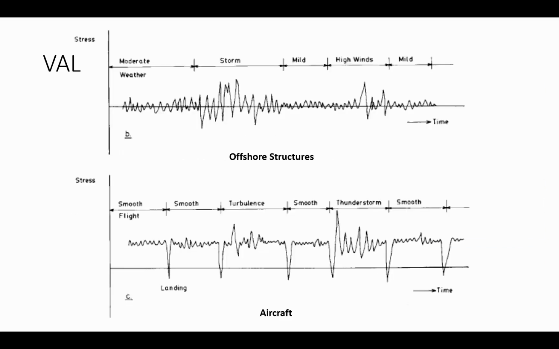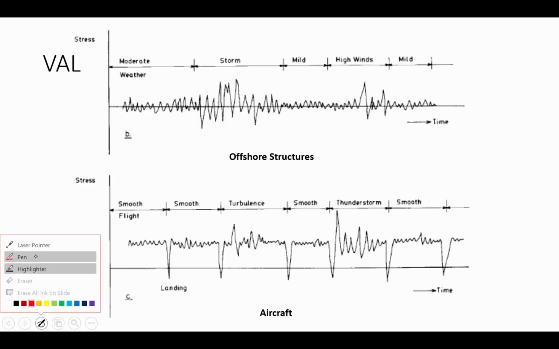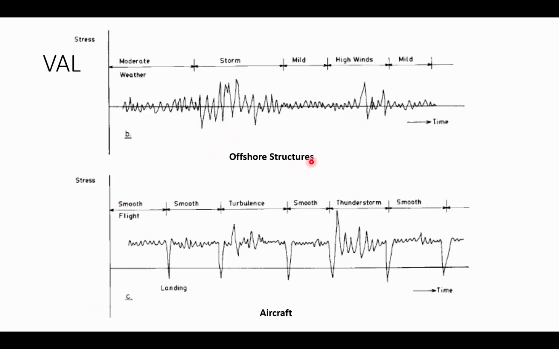Some examples of variable amplitude loads are given here on the screen. At the top, we have an offshore structure. So you could think of an oil rig out in the ocean, and let's say that we have some strain transducers on the legs of this oil rig. We'll see that as the weather changes, going from moderate to storm, mild, high winds, and mild, that the loads that are applied in the legs of that offshore structure vary. They are dynamic with the environment. So that is an example of variable amplitude loading.